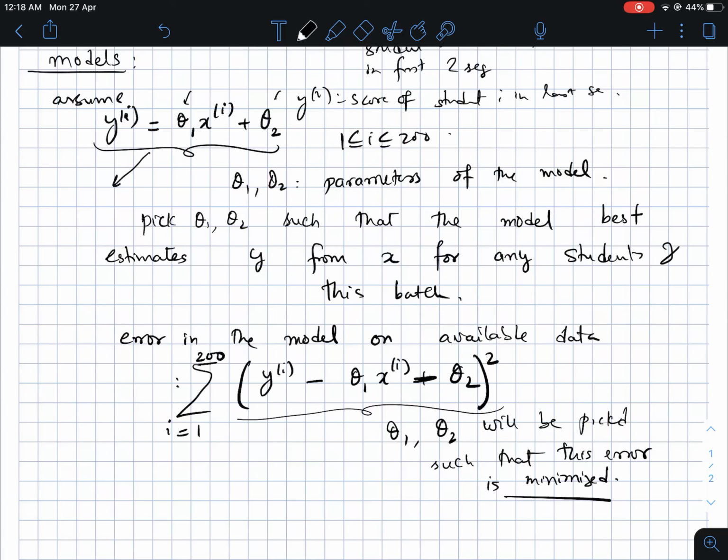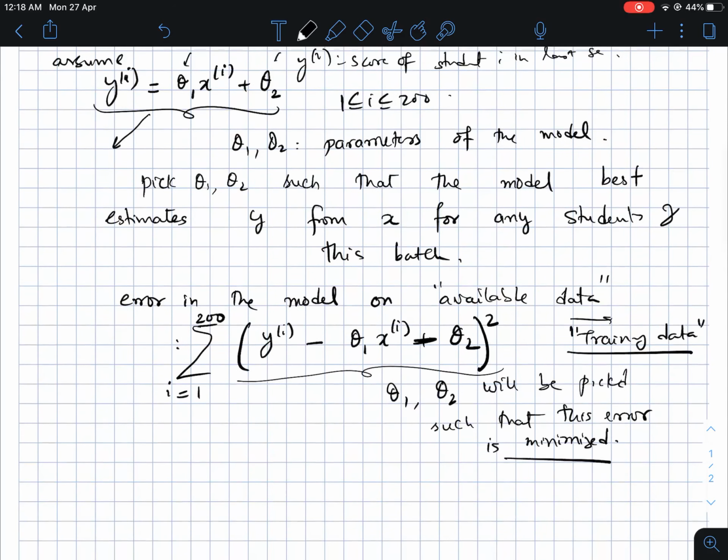I'm making that assumption. This available data is typically called training data, because that's the data you are using to learn the parameters theta 1 and theta 2. And I want to use the training data to come up with a model for what you call unseen data, unseen input. So basically from the training data you want to estimate the output for unseen inputs, inputs that are not present in the training data.